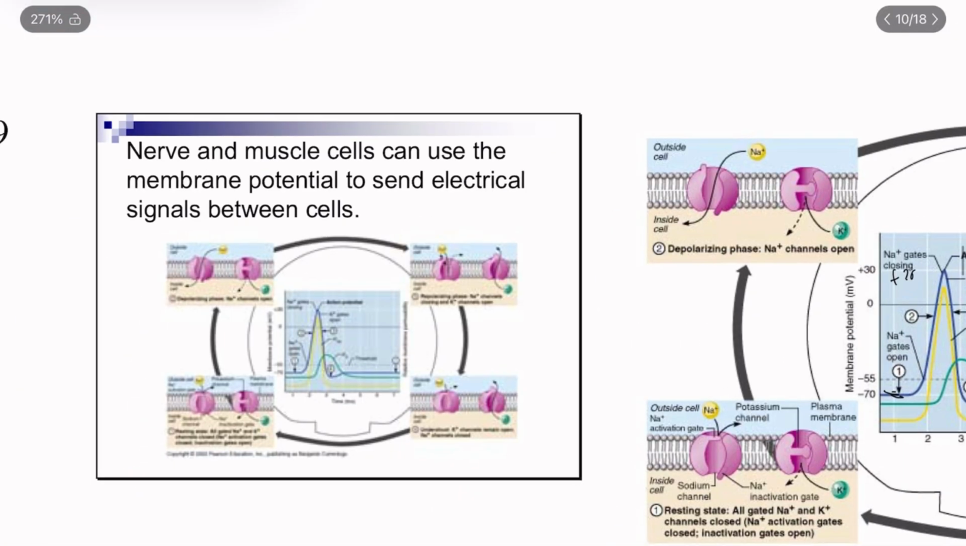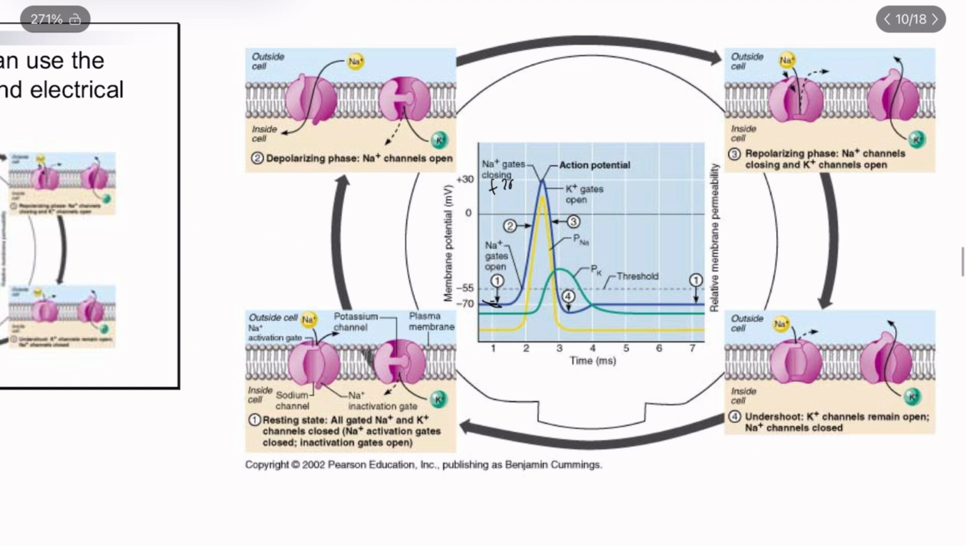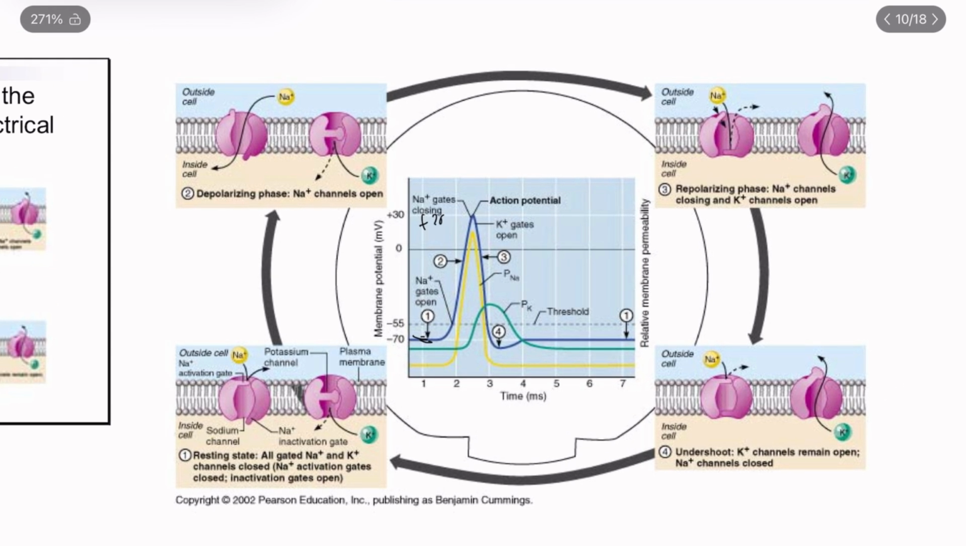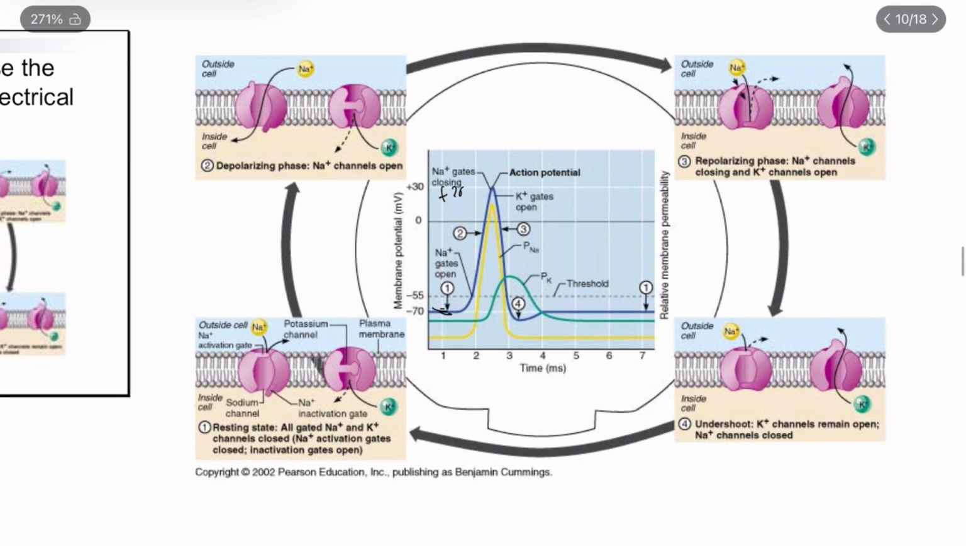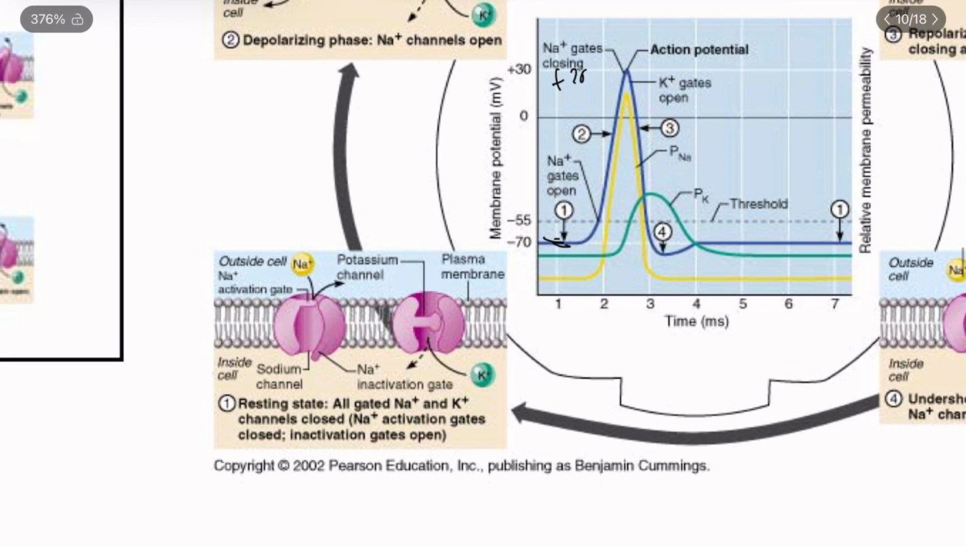Okay. Nerve and muscle cells can use the membrane potential to send electrical signals between the cells. So this image right here illustrates the action potential cycle in neurons, which is how nerve cells send electrical signals. So here's a breakdown of the phases in simpler terms. We first have the resting state. The resting state is around negative 70 millivolts. So at rest, the neuron is about negative 70 millivolts, as stated, which is the resting membrane potential. Sodium and potassium channels are closed, maintaining the stable state.